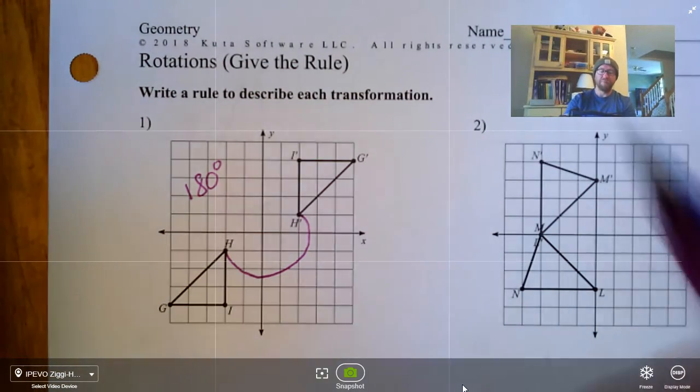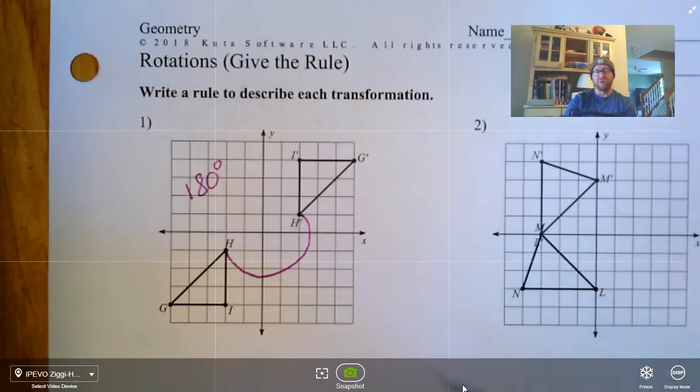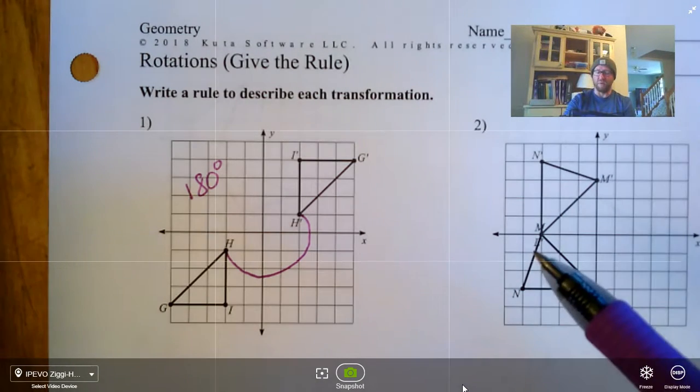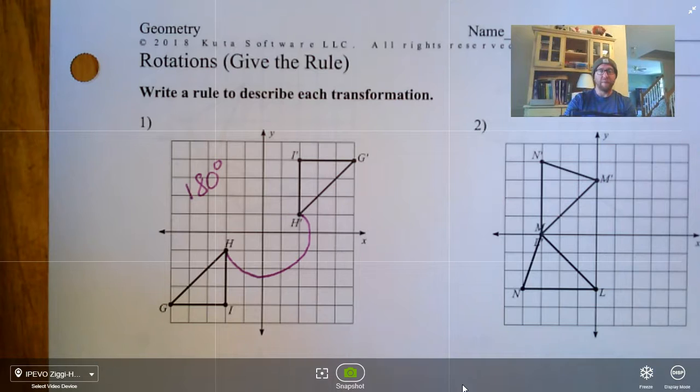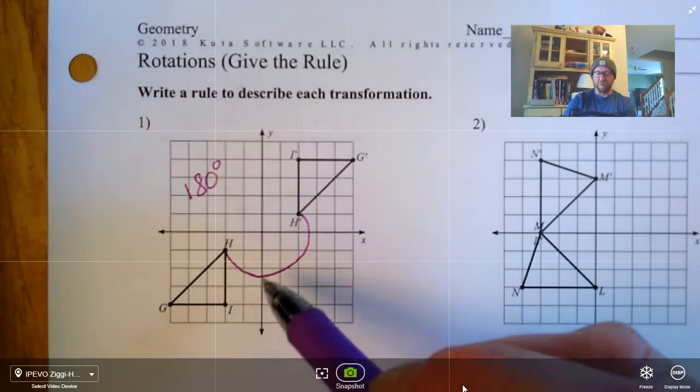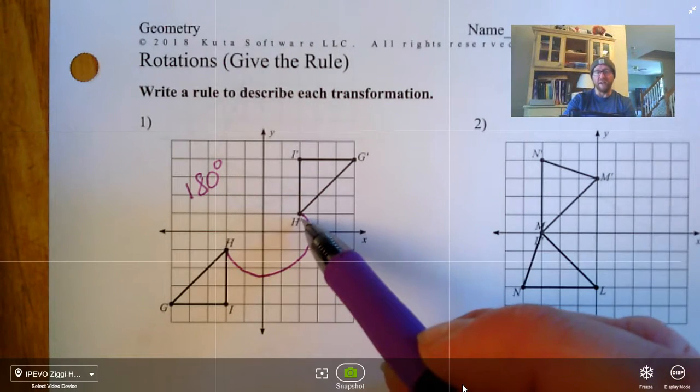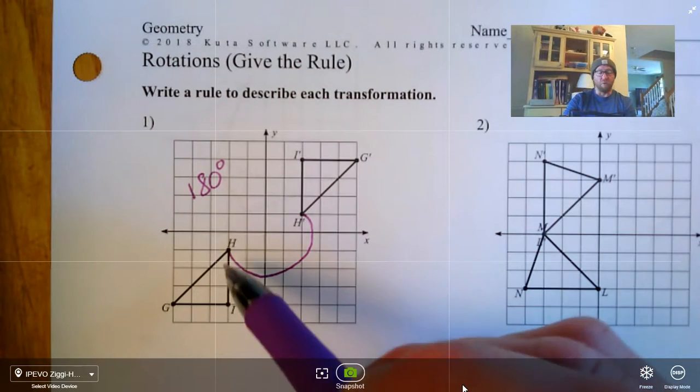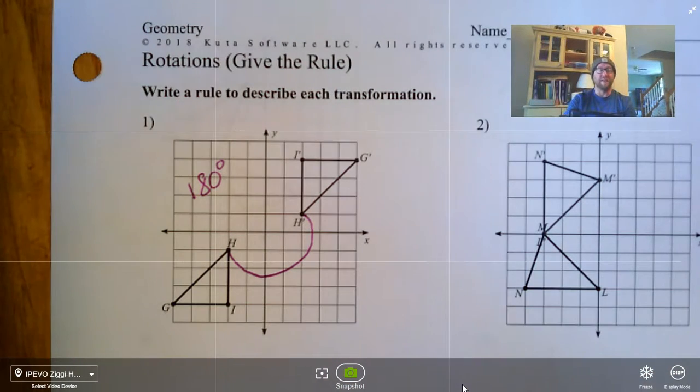Also, some people might talk about turning clockwise or counterclockwise. Now, the way I'm framing it, everything is always being turned counterclockwise. Right? So this one, for example, I could say that it was a 180 degree counterclockwise turn, or I could have said it was a 180 degree clockwise turn. You end up in the same place. But if it's not specified, usually we consider it to be a counterclockwise turn.